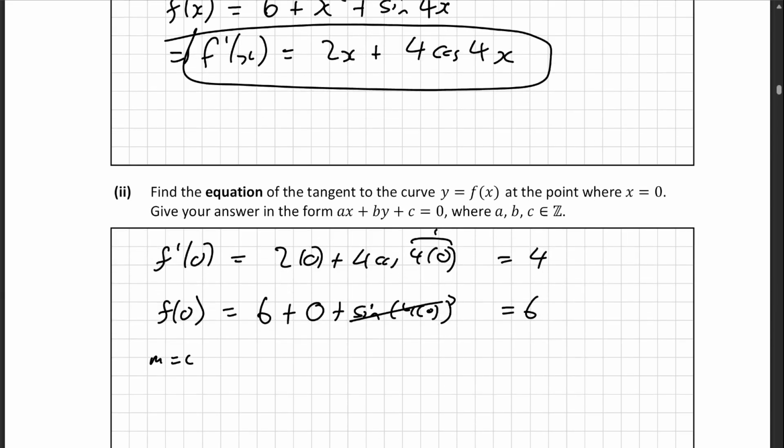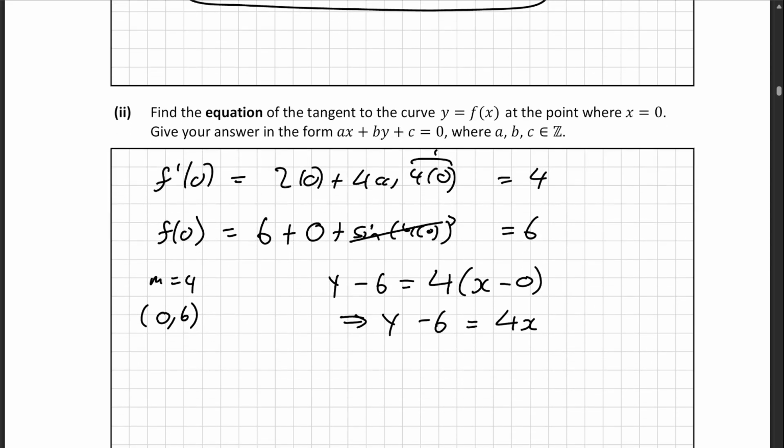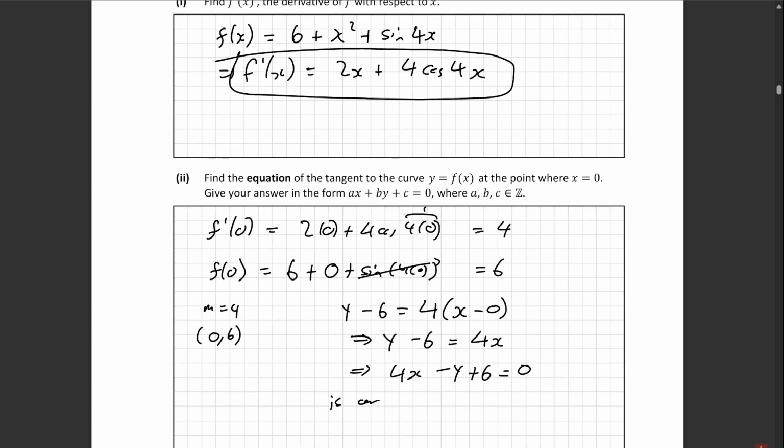So with m equals 4 and our point being 0, comma 6, we'll have y minus y1 equals m times x minus x1. So y minus 6 is just 4x. So 4x minus y plus 6 equals 0 is our tangent.